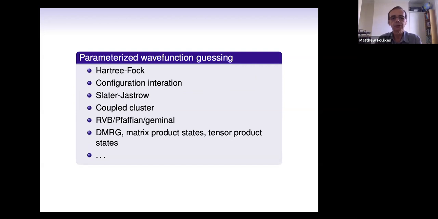The simplest approach is Hartree-Fock. You just guess that the wave function is a determinant. You can guess a single particle basis and then construct a basis set of all the determinants you can build from that one particle basis. And that's the CI method that's useful in quantum chemistry, but scales exponentially with system size.